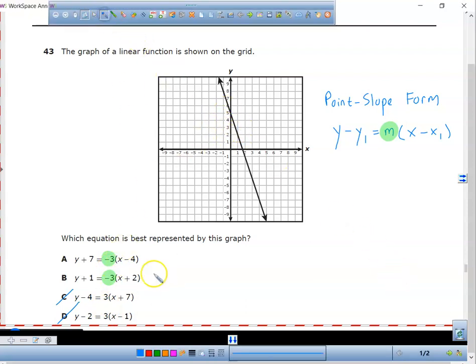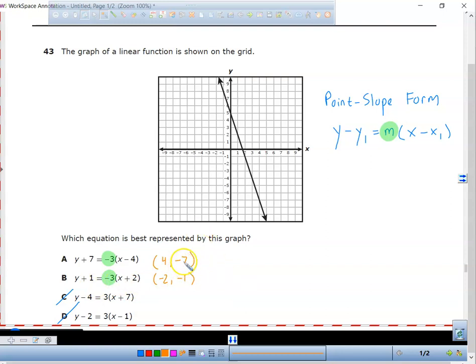So now, the next thing we're going to do is interpret the ordered pair. That says x minus 4. This says x minus x1. So this is saying this has a 4. And if this is +7, that means you actually have a -7. Because if you plug in a -7, that turns it to a plus. This ordered pair is saying we're at a -2 and a -1.